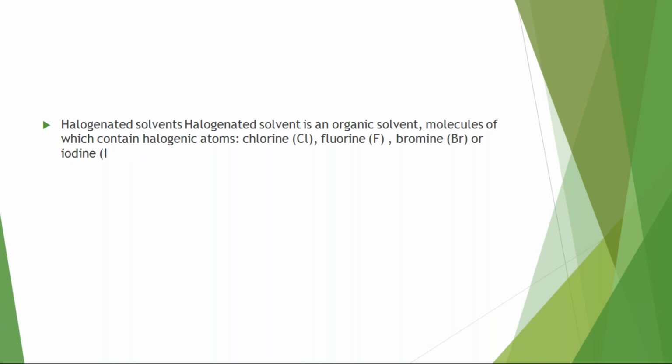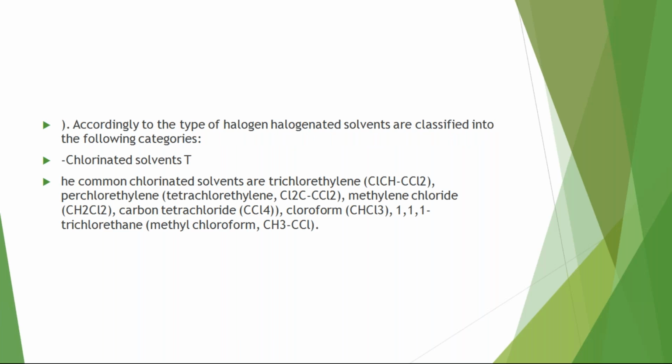We also have halogenated solvents. So these molecules contain halogen atoms, either chlorine, fluorine, bromine, or iodine. So chlorinated solvents, examples we have trichloroethylene, perchloroethylene or tetrachloroethylene, methylene chloride or dichloromethane, carbon tetrachloride, chloroform, 1,1,1-trichloroethane or methyl chloroform.